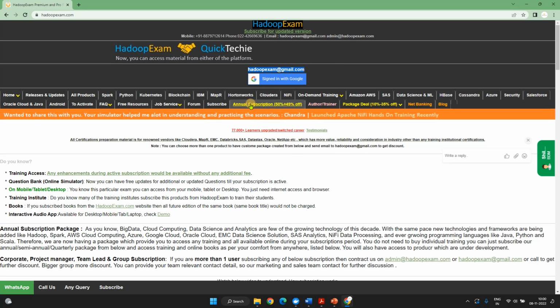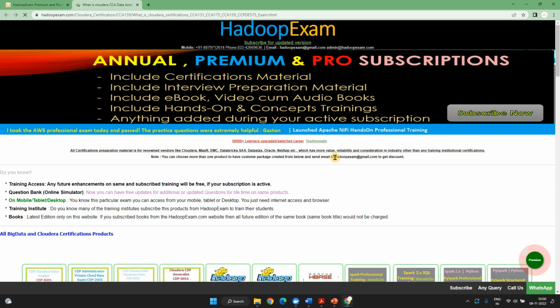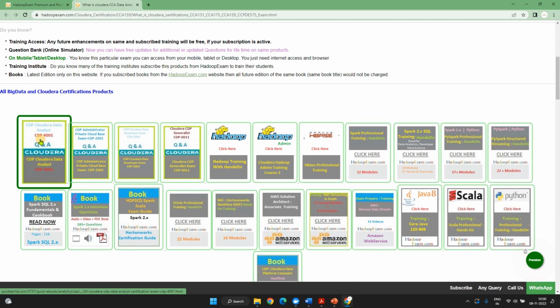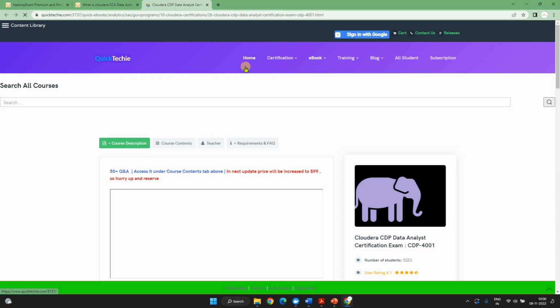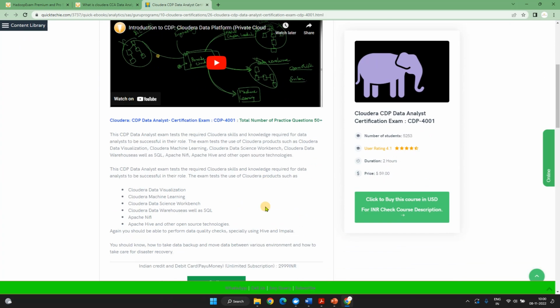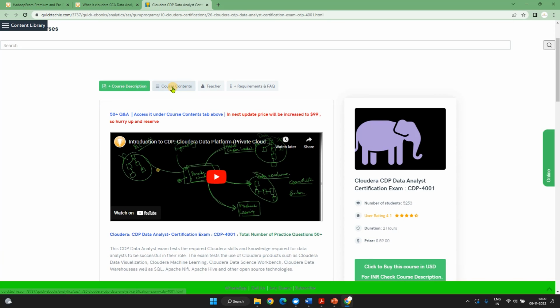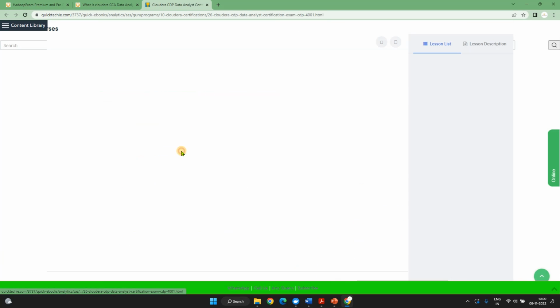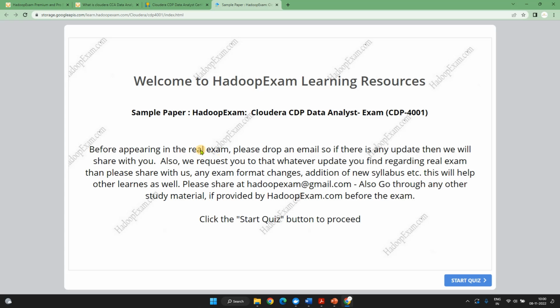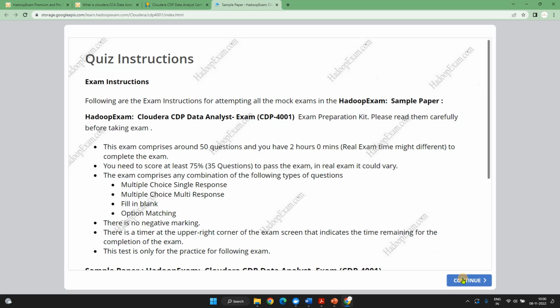Now go under the Cloudera section. If you click on the Cloudera section, a new page will launch, and under this is the first certification. You can see CDP 4001. You click on this, and it will redirect you to quicktechie.com. Here you can purchase the certification, or if you have already purchased it, you go to course contents and click on the sample practice paper. It opens in a separate window, and as you can see, this is what is available. This is the instruction for it.